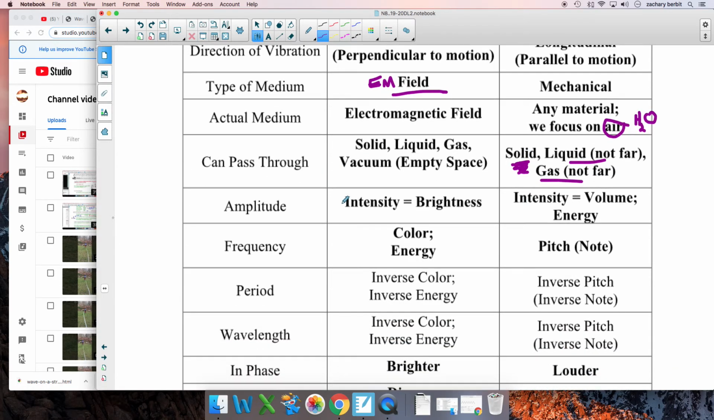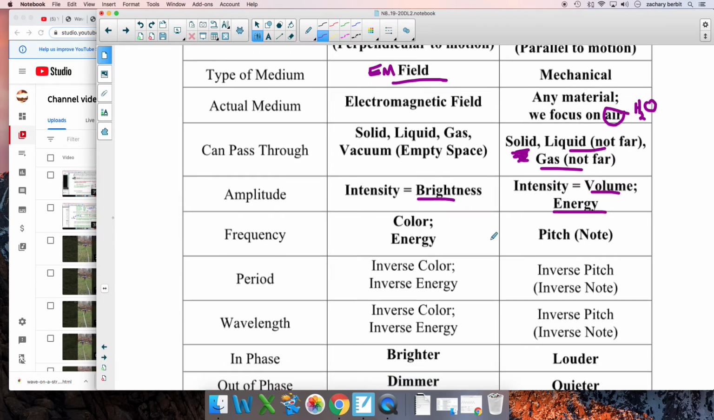Okay, amplitude, we should know, means intensity. It's the brightness of a light wave. It's the volume of a sound wave. Remember, messing with the amplitude: amplitude down, amplitude up. And then with sound, amplitude down, amplitude up. It's also the energy of a sound wave. If you ever stood in front of a big speaker that's pumping, you'll know it.